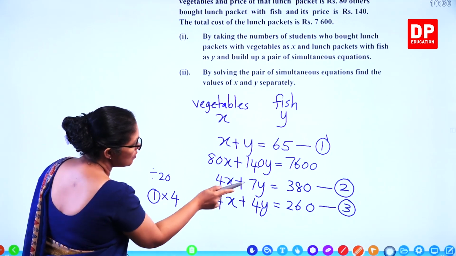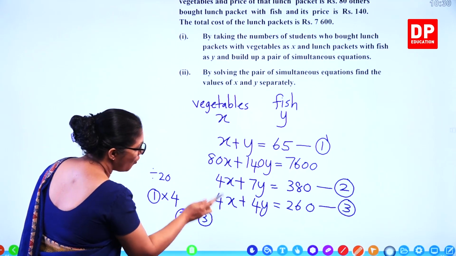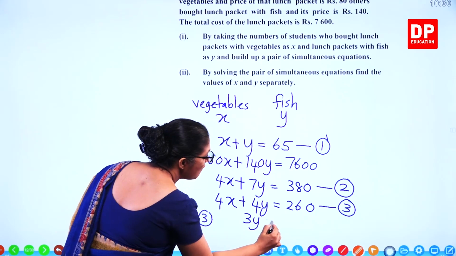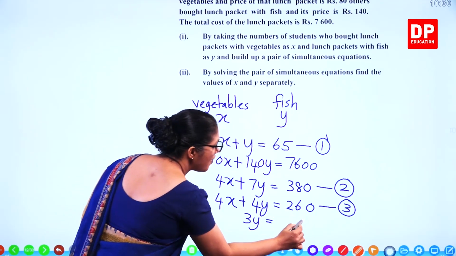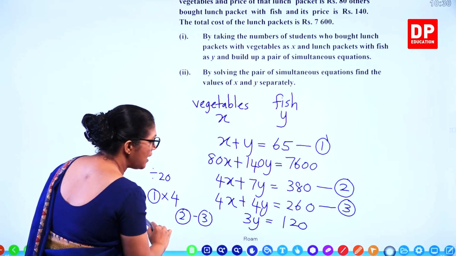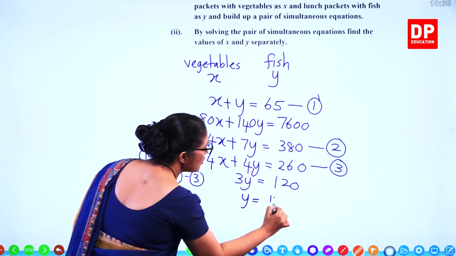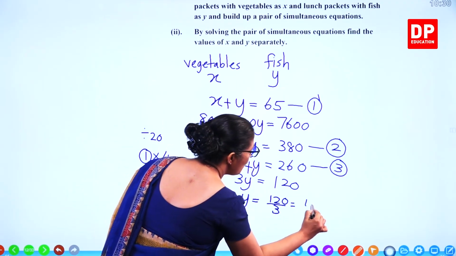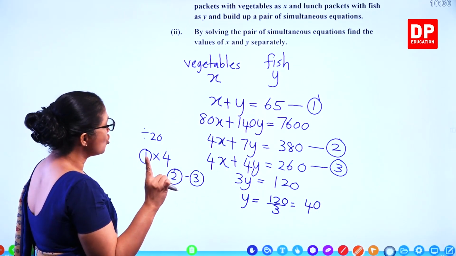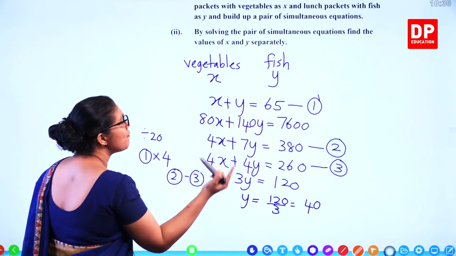Which way is easy? So this is bigger, so 2 minus 3. 4x gets cancelled out. 7y minus 4y, you get 3y. 380 minus 260, you get 120. So divide by 3, you get y. 120 divided by 3 is 40. So that means 40 students bought fish lunch packets. Now substitute 40 in one of the equations and find x.